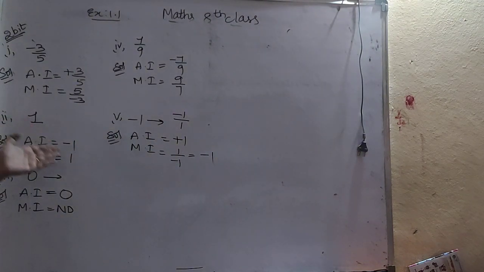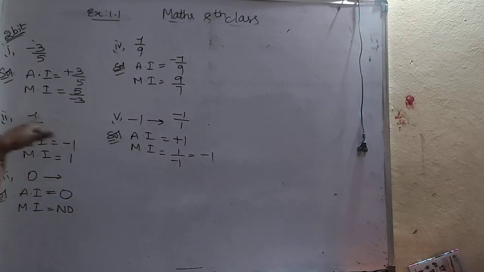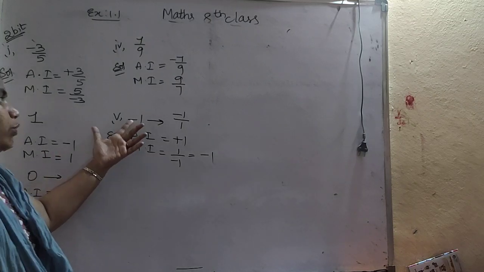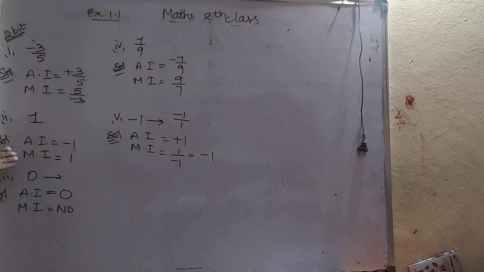The multiplicative inverse of 1 is 1 itself. The multiplicative inverse of 0 will be not defined. So you have to remember these three. They can ask you in fill in the blanks or choose the correct answers. What is the multiplicative inverse of minus 1? You have to write minus 1 only. What is the multiplicative inverse of 1? It will be 1 itself. What is the multiplicative inverse of 0? That will be not defined. Okay, so this is our second bit.